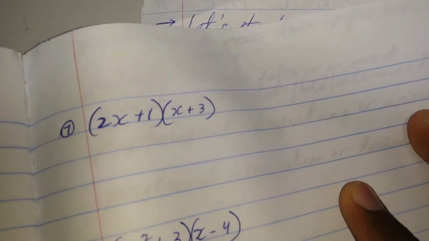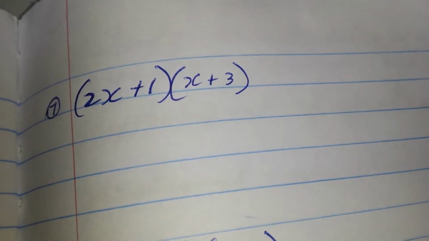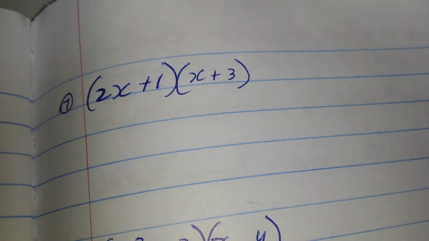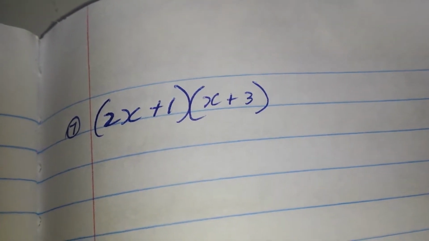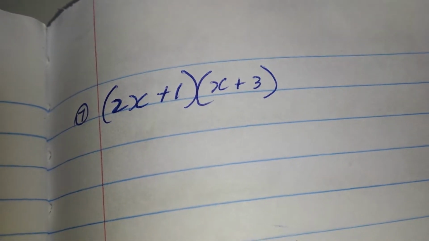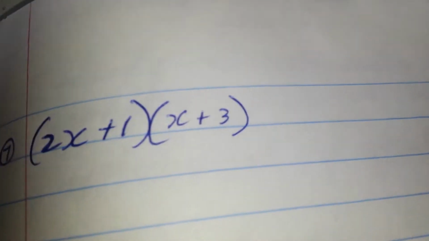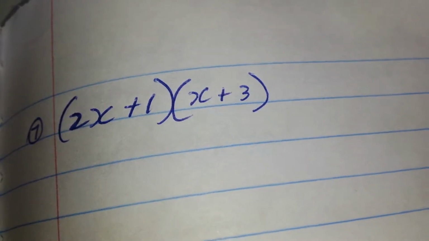Number 7. Now this one is the type you would see in factorization, I think. You all should be familiar with the perfect square, right? You would see something like this for the perfect square.